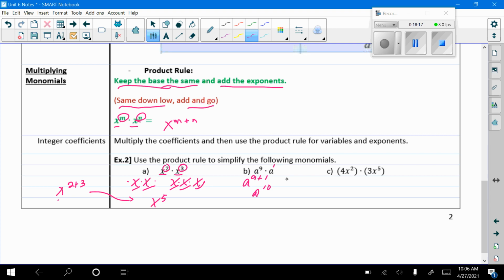And you can always pause me, try them on your own, and then check with me. So this next one, I'm going to multiply the coefficients. So 4 and 3 is 12. And then I have x to the 2nd and x to the 5th. So I'm going to keep the base, and I'm going to add those exponents, 2 plus 5. That gives me 12x to the 7th power.